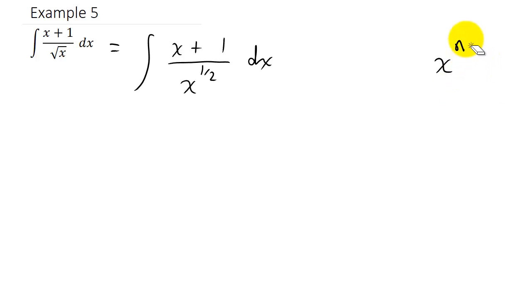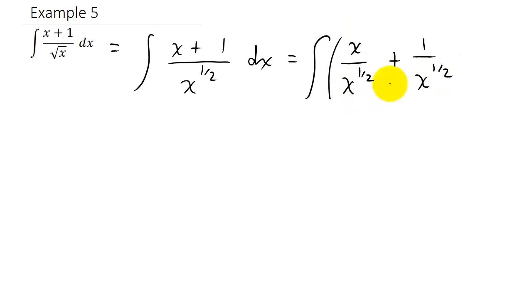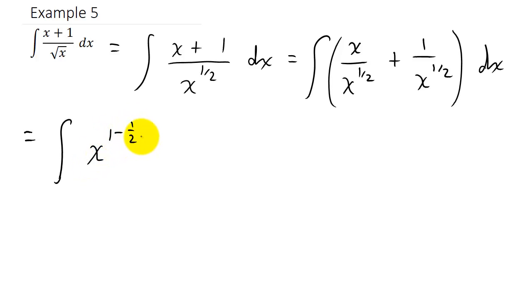See, I've got to get everything to look like this. So what we're going to do here is we're going to rewrite it as x over x to the 1/2 plus 1 over x to the 1/2 dx. So all I did is I split the fraction up. And so this is going to give me, remember when you have like bases, you subtract the exponents. So this is going to be x to the 1 minus 1/2 plus, and then if I take this term and just move it up into the numerator, that's going to change the sign of the exponent. So that's going to be x to the negative 1/2.